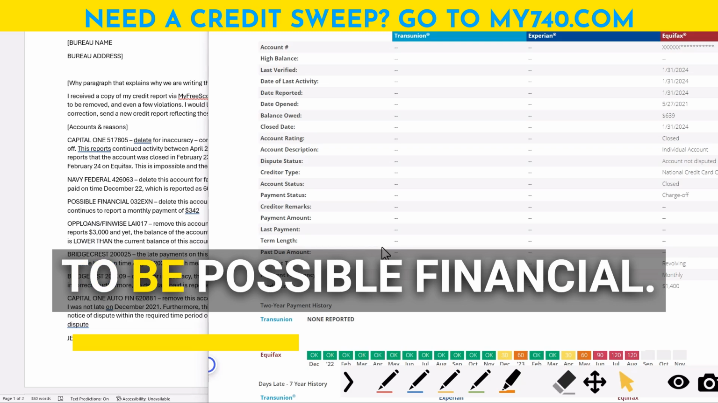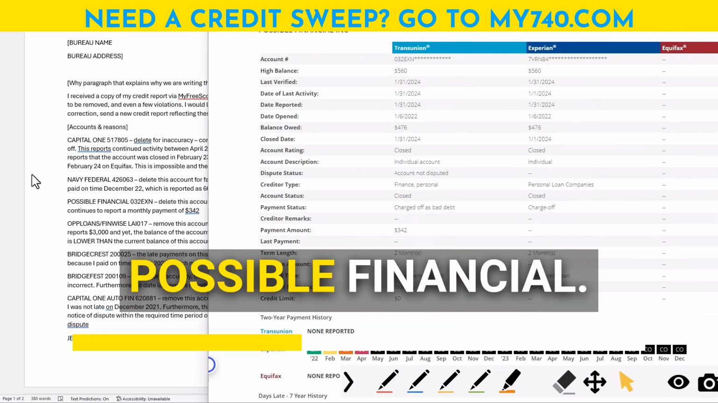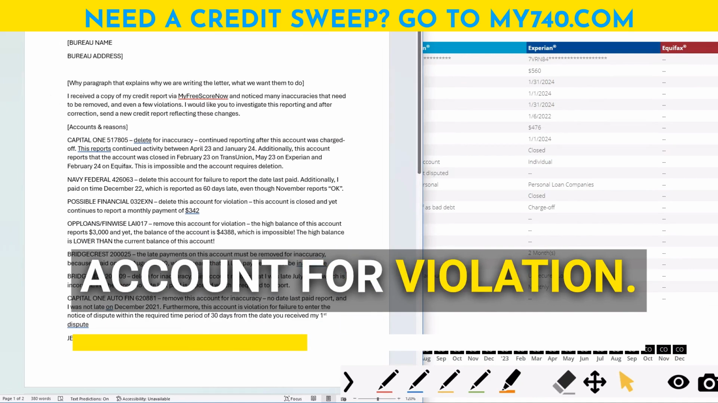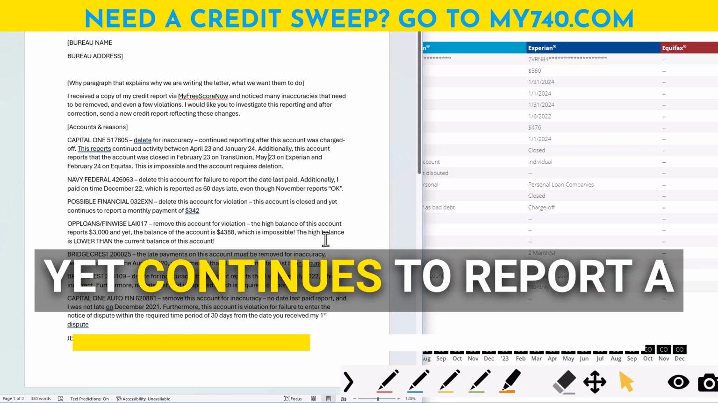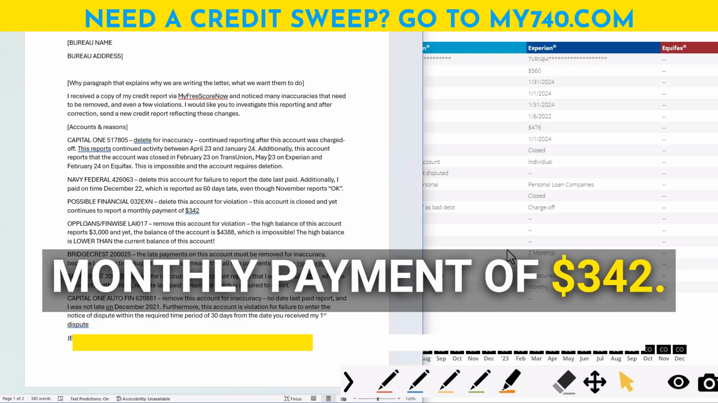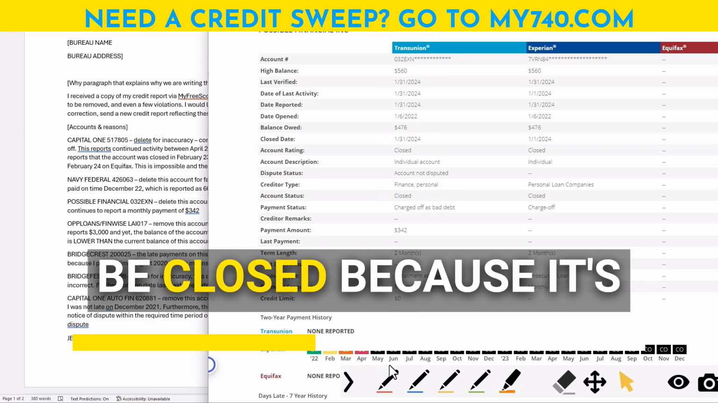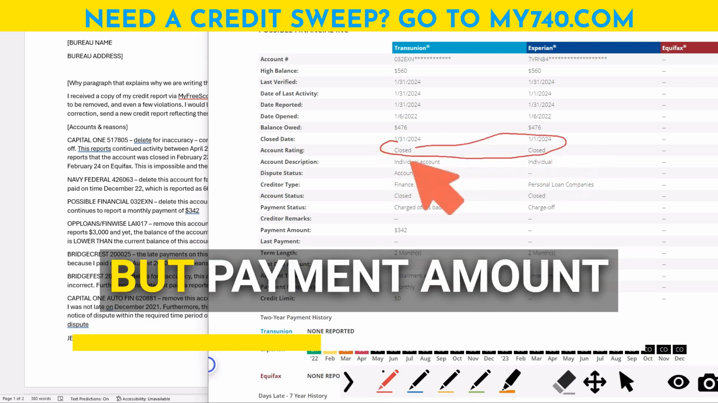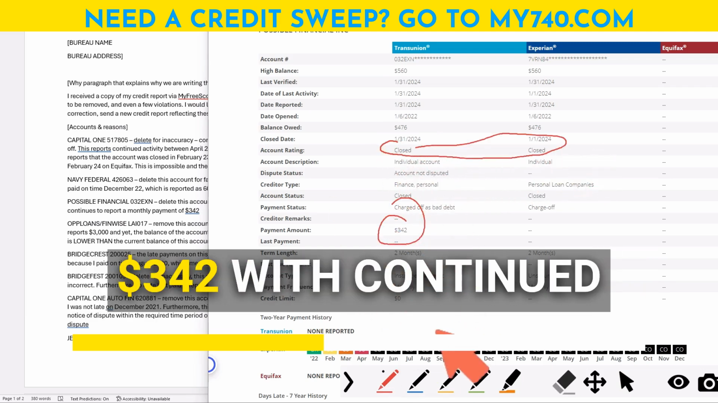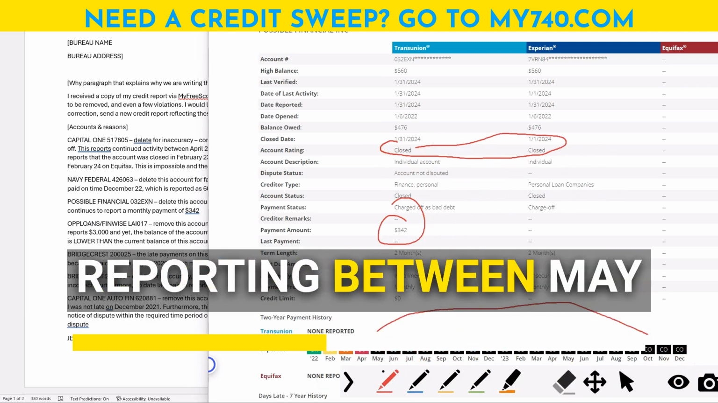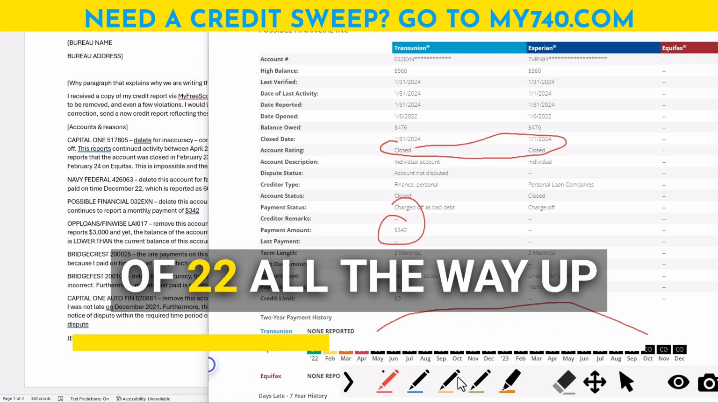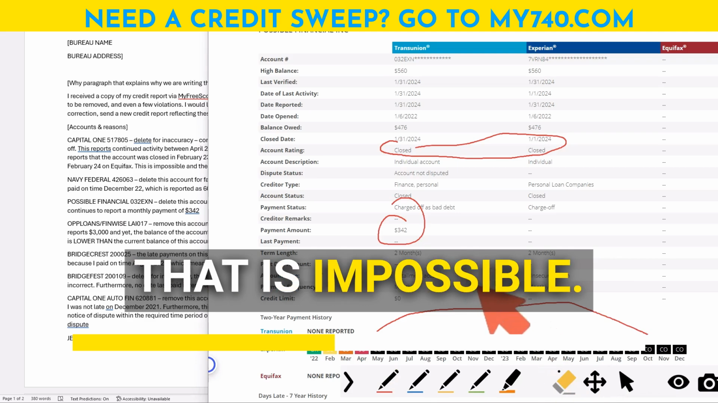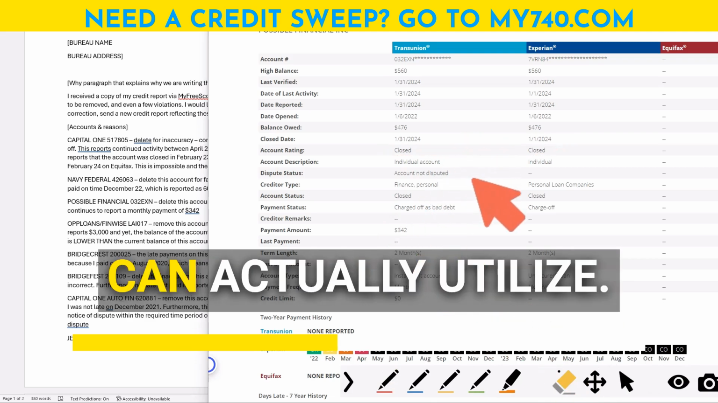Now, the next one is going to be Possible Financial, and the dispute reason for this is delete this account for violation. This account is closed and yet continues to report a monthly payment of $342. How can this account be closed? Because it's actually charged off, and you can even verify right here, closed, but payment amount $342 with continued reporting between May of 22 all the way up through December of 23. That is impossible. There's many things on here that you can actually utilize.